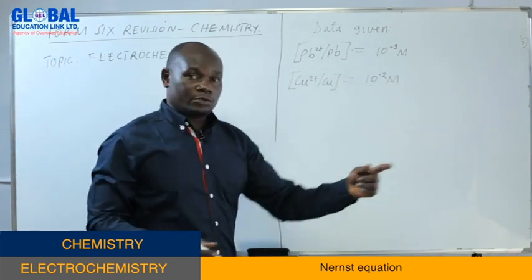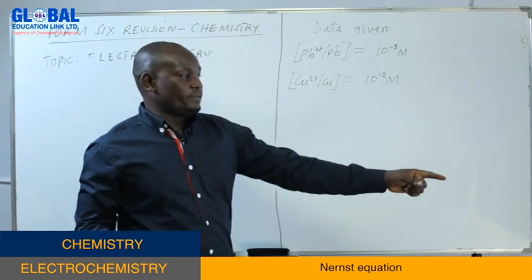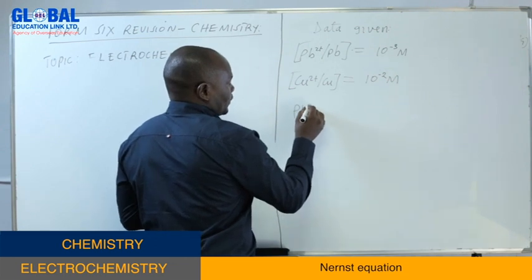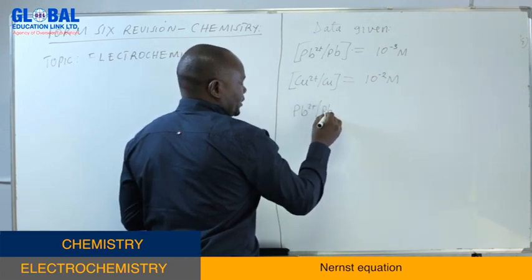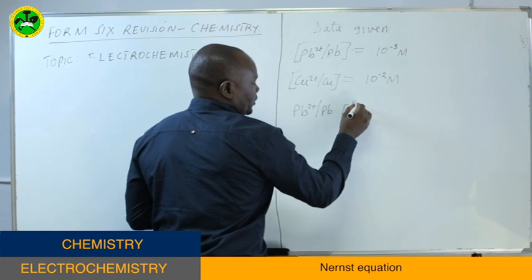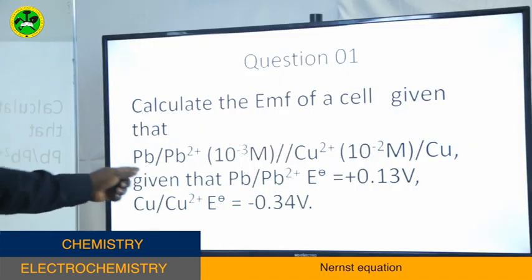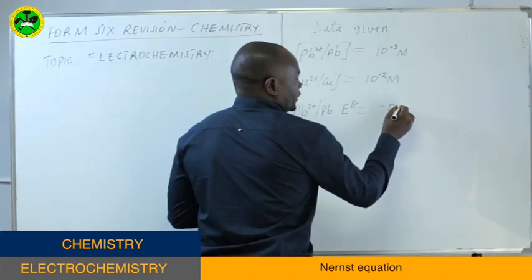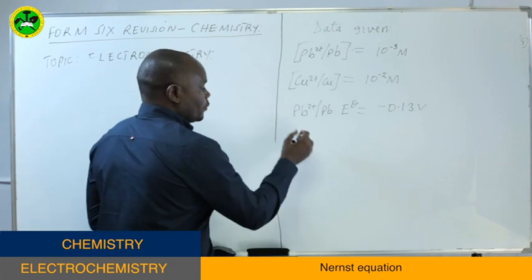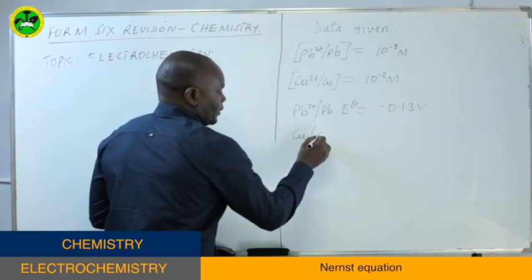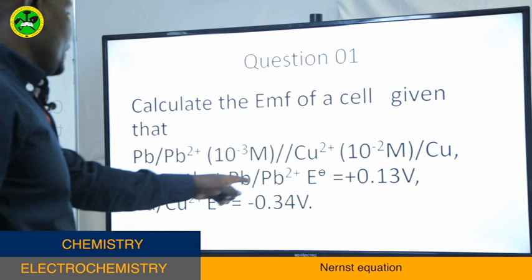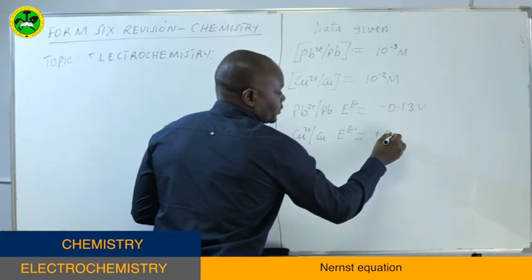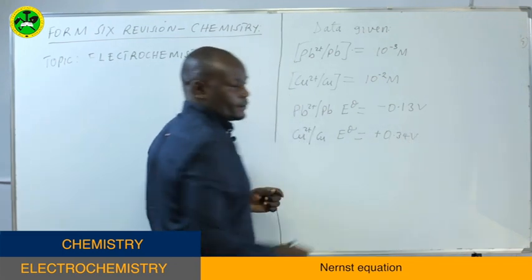But you have the standard electrode potential. Remember, I have said that it should be written in reduction potential. So it is lead 2 positive in reduction potential to lead. The standard electrode potential we have been given as 0.13 positive, so it will now be negative 0.13 volts. And that of copper should also be written in reduced form. Then its standard electrode potential will be equal to positive 0.34 volts.